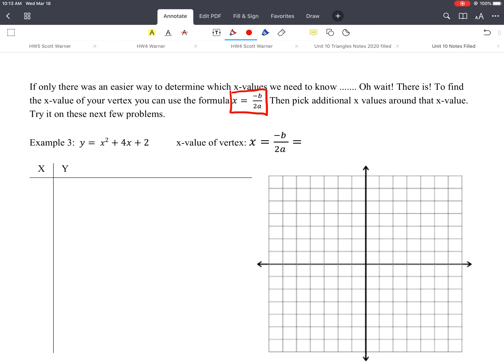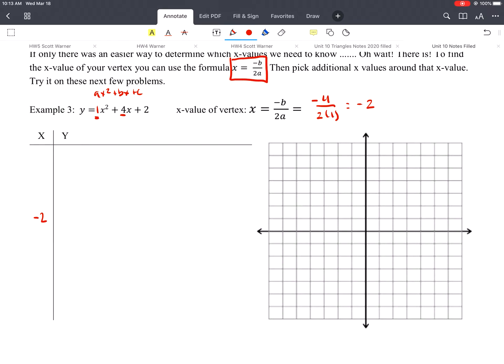Okay, so for example, this one, again, this is ax squared plus bx plus c. Alright, so in this situation, a would be 1, and b is 4. So we'll plug that in, we'll get negative 4 over 2 times 1. So that gives you negative 2. So negative 2 is going to be our vertex. It's also, again, our axis of symmetry. So negative 2 would be something like right here. x equals negative 2. That would be the axis of symmetry.